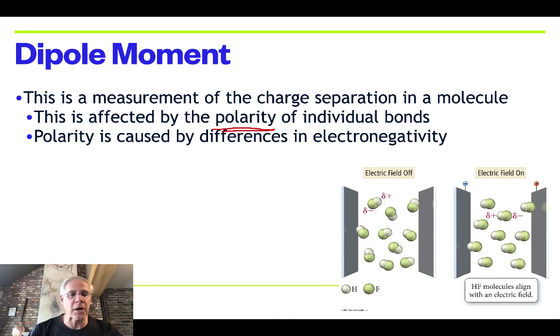Now, if you put those kinds of molecules in an electric field, there's obviously no effect. They're randomly oriented. However, if you turn the electric field on, you do see an orientation of the molecules with the dipoles here pointing towards their opposite charge. So your hydrogens with their delta plus are going to point towards the minus plate of the electric field, and the fluorines with their partial minus charge are going to point towards the positive plate in the electric field. So they do align within the electric field.